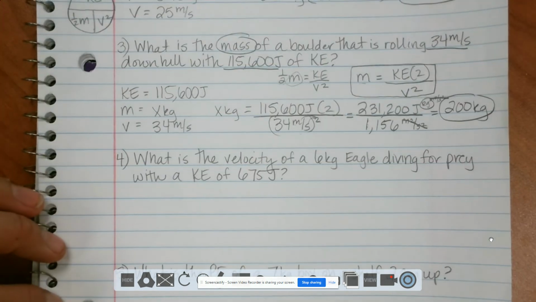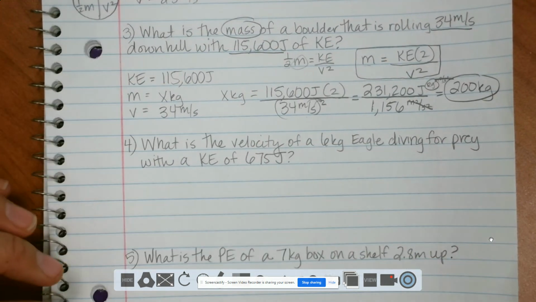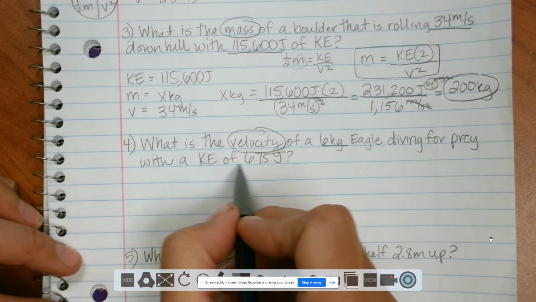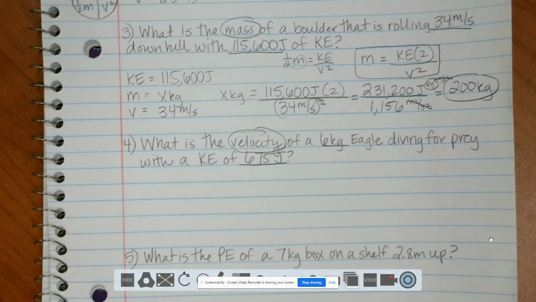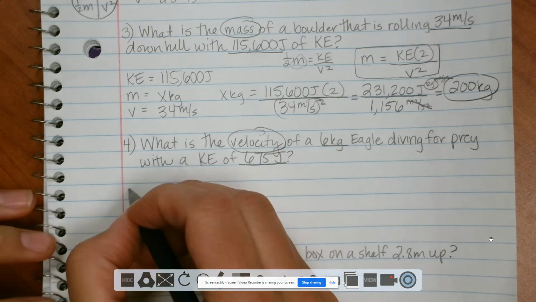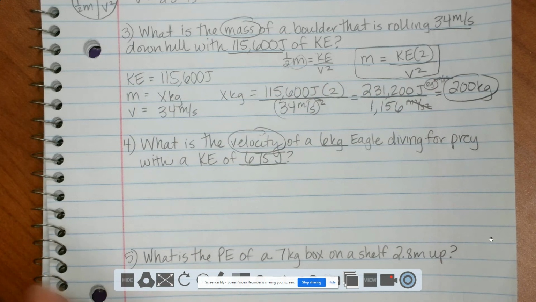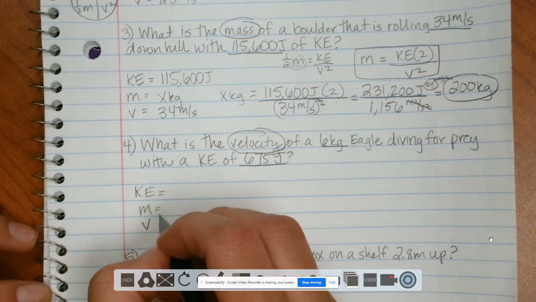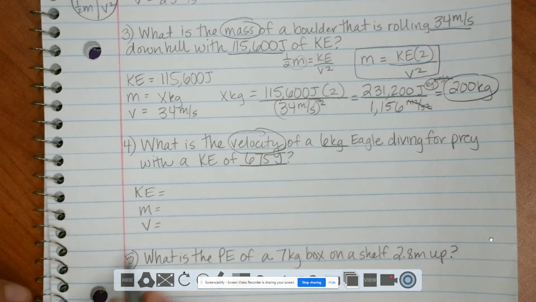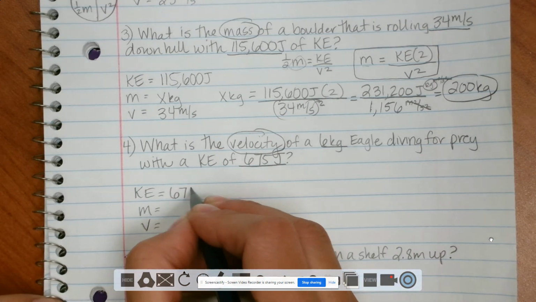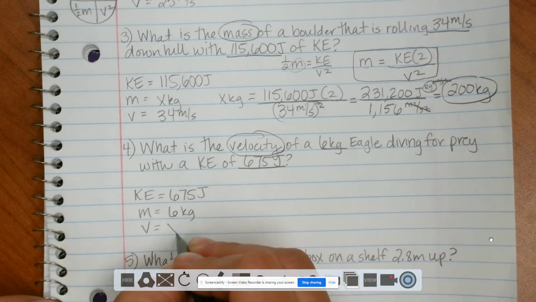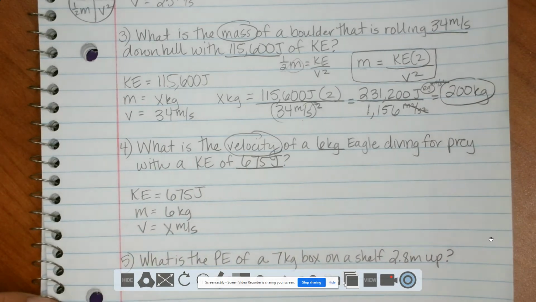Okay, what is the velocity of a 6 kilogram eagle diving for prey with a kinetic energy of 675 joules? So now we're still in the kinetic energy. KE, m, and v are the variables we need. So KE is given to us at 675 joules. Mass is given to us at 6 kilograms. Velocity is what we're looking for, which is x meters per second.